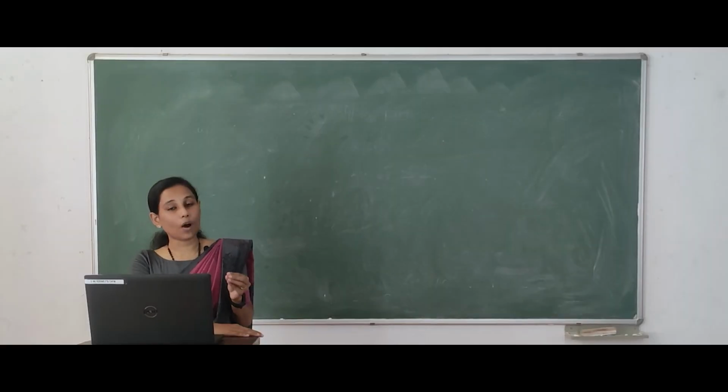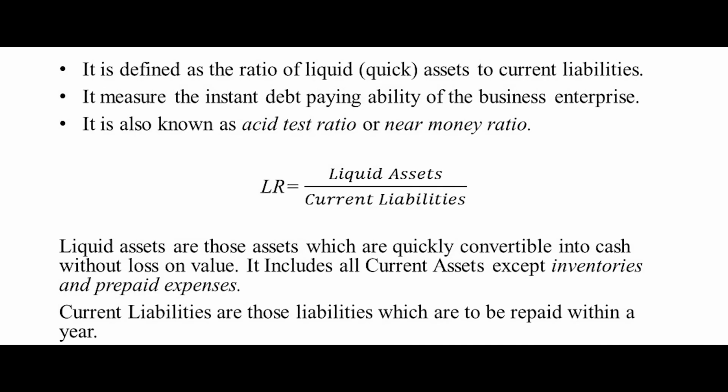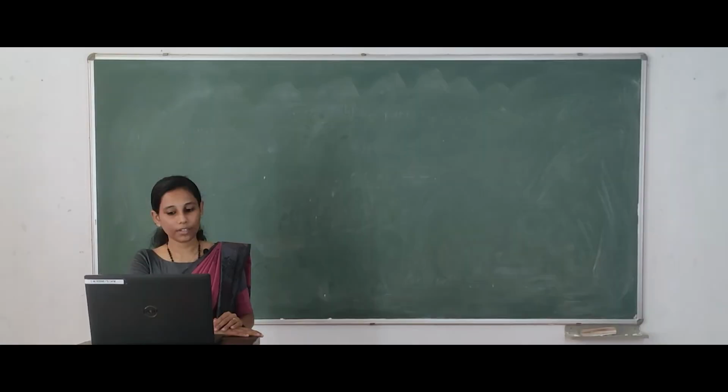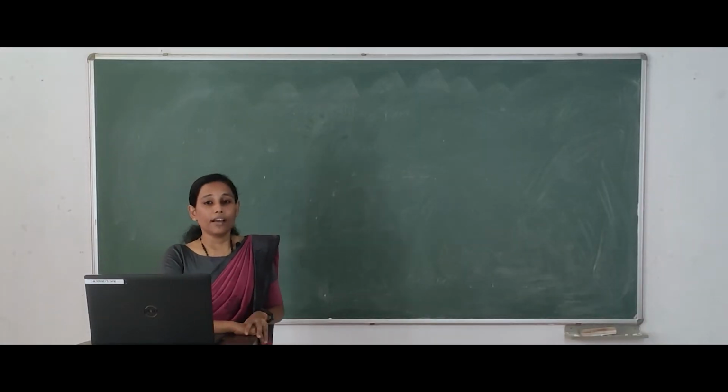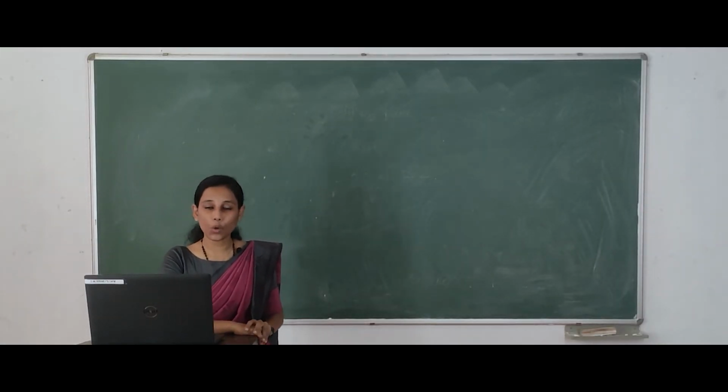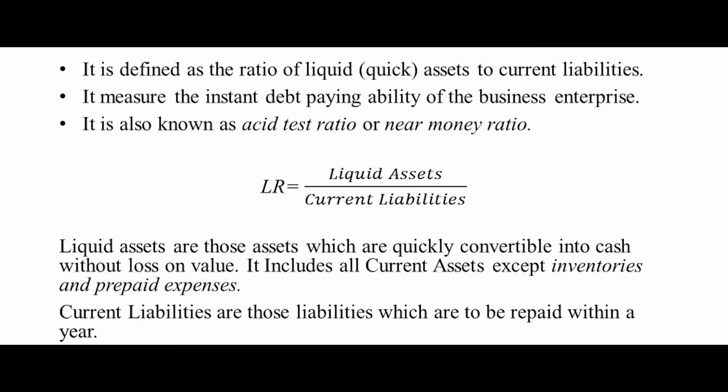The quick ratio is also known as the acid test ratio or near money ratio. We can calculate the quick ratio or liquid ratio using the following formula: liquid ratio equals liquid assets divided by current liabilities.